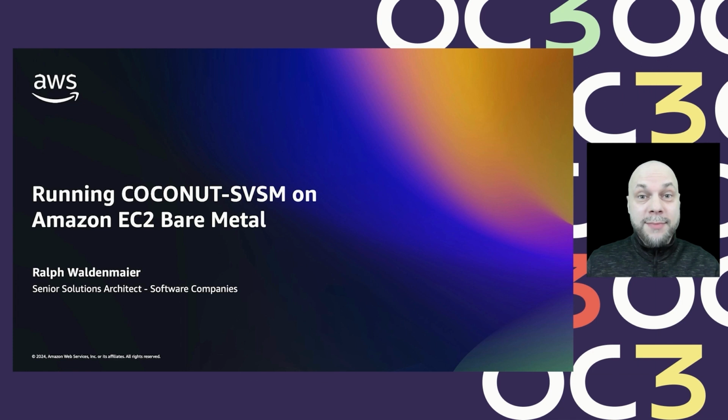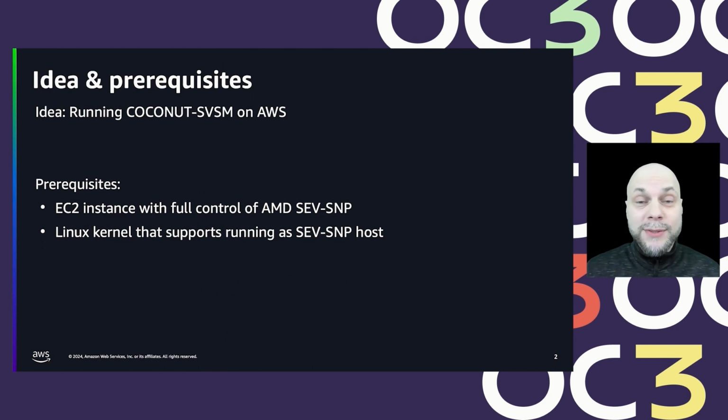Now we will be talking about running the COCONUT-SVSM on top of Amazon EC2 bare metal instances. I'm Ralph Waldenmaier, a Senior Solutions Architect with AWS. So what is this session all about? Last year, Jörg and myself sat together and thought, can we run COCONUT-SVSM on top of AWS?